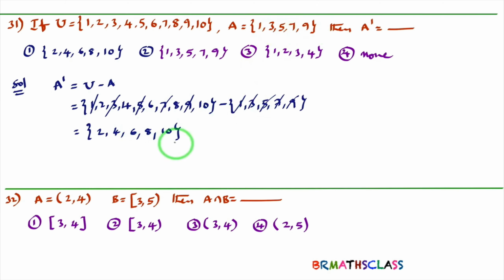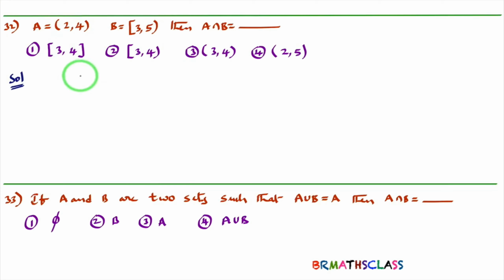So what is the right option here? First option is the right option. You see question number 32. Set A is given as open interval 2, 4. Set B is given as closed 3, open 5. Then what is A intersection B?